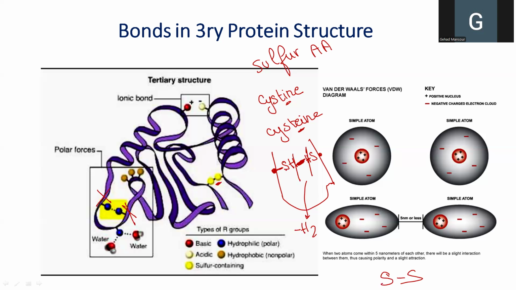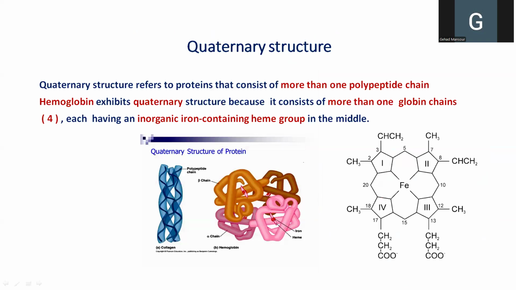I'm not going to explain the van der Waals forces again, because we did this earlier on the slide. In the quaternary structure, you have to have more than one polypeptide chain. The example of hemoglobin is a bit confusing to you at the beginning, because hemoglobin essentially consists of 4 polypeptide chains.